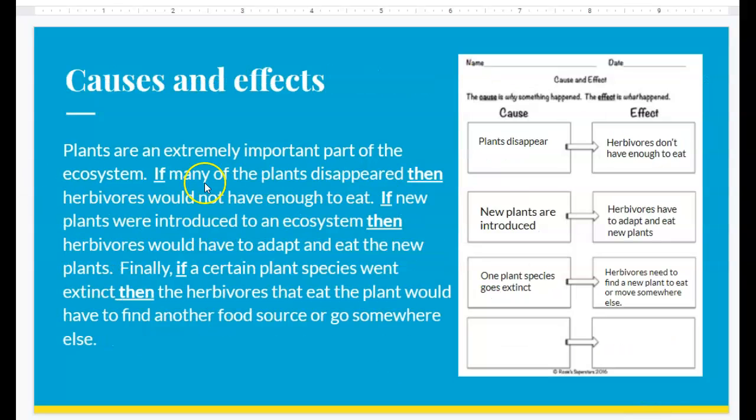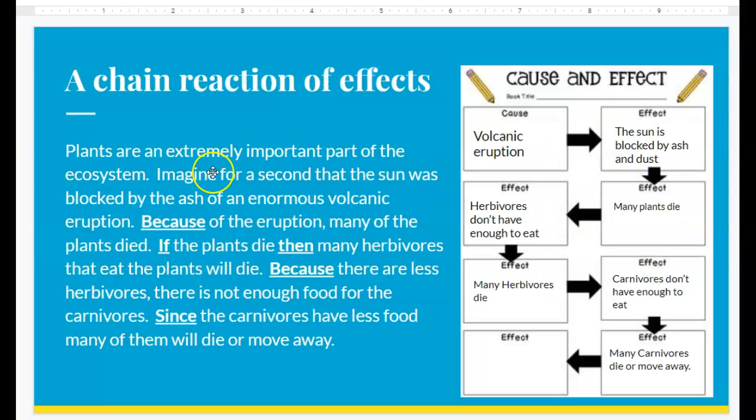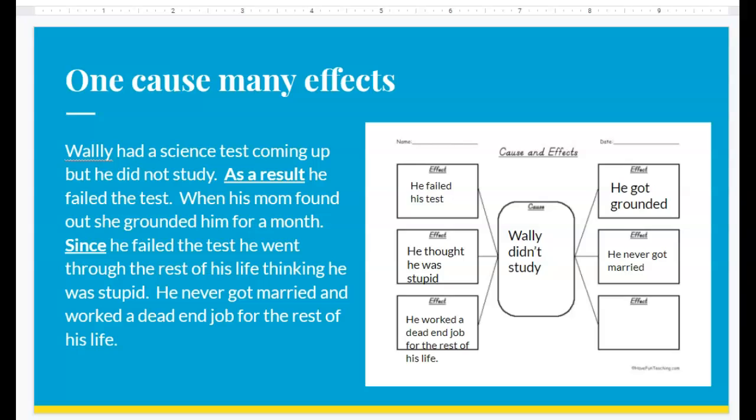Okay, so we can either think of it as different causes create different effects, or we can have a chain of effects. All right. One other way to think about cause and effect is that one cause can have many different effects. Okay, so here's another example. Wally had a science test coming up, but he did not study. As a result, he failed the test. When his mom found out, she grounded him for a month. Since he failed the test, he went through the rest of his life thinking he was stupid. He never got married, and he worked a dead end job for the rest of his life.